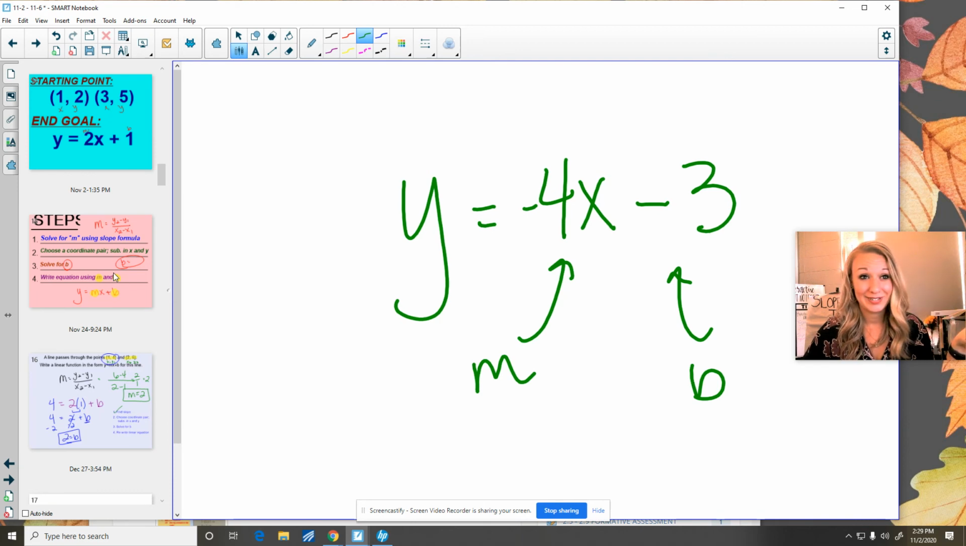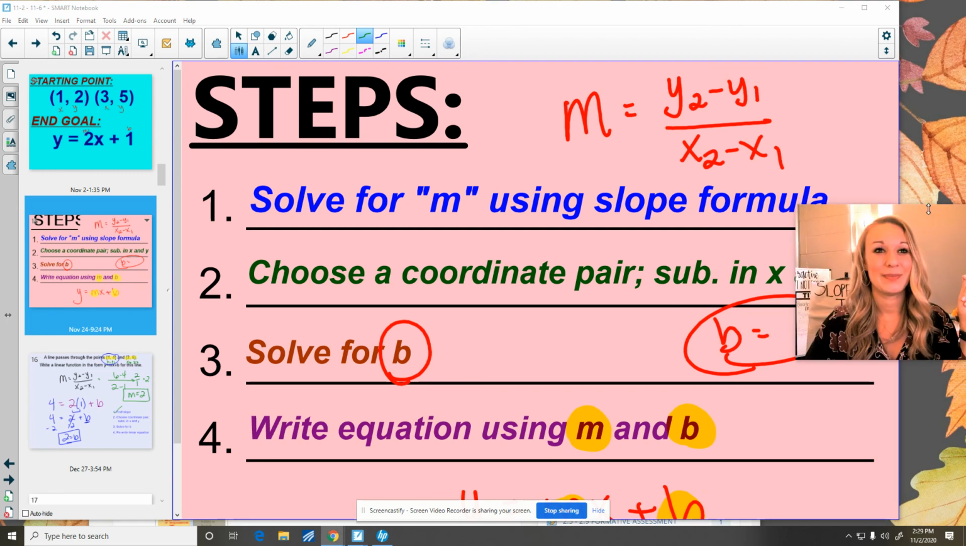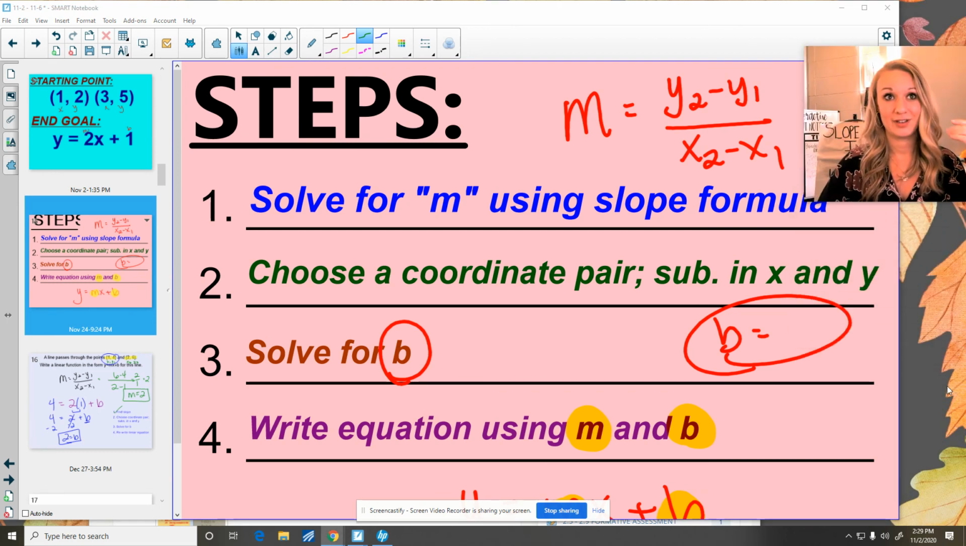I'm just going to talk through the steps one more time, and then I'll leave you alone. All right, when you are given 2 coordinate pairs and you are asked to write an equation in slope-intercept form, there's about 4 steps you need to go through. Number 1, you're going to find slope using slope formula. That will be your m value. As soon as you have your m value, you can plug that in.